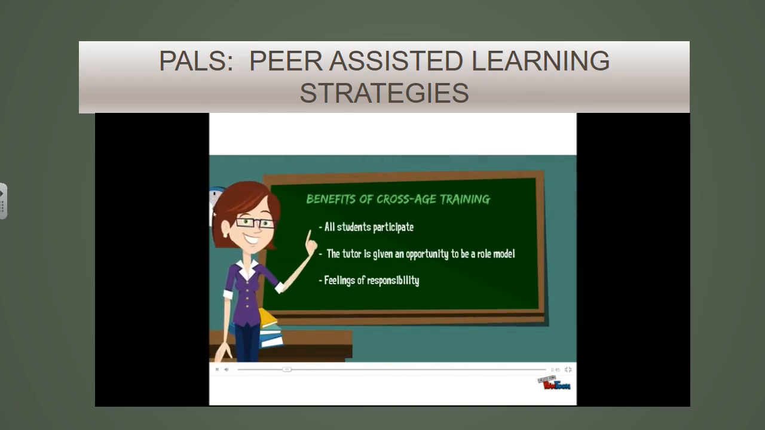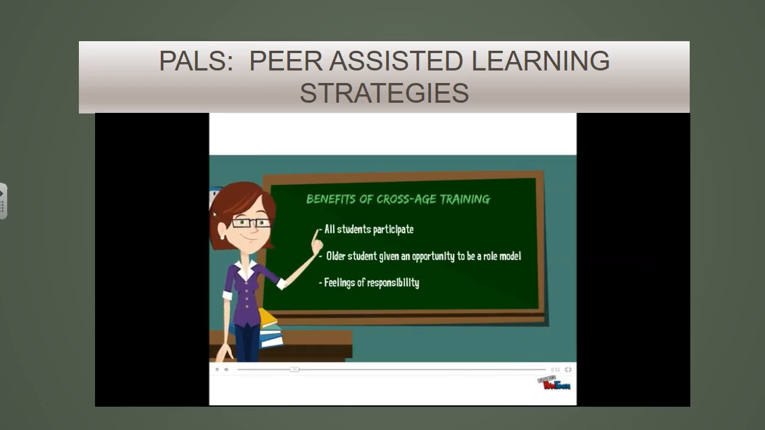What are the benefits of this process? Well, here, all students are able to benefit through participation. The coach becomes a role model, and they develop a sense of responsibility that can be used in other activities.